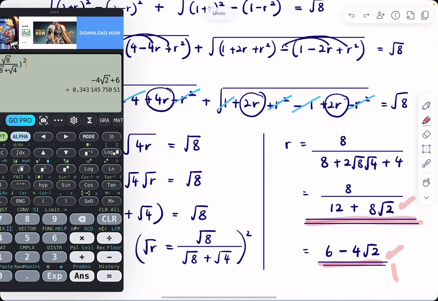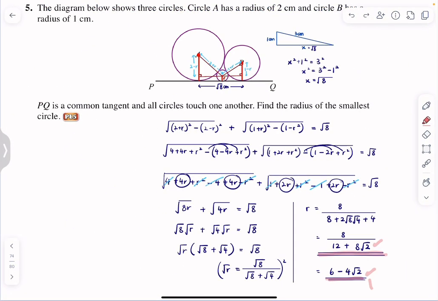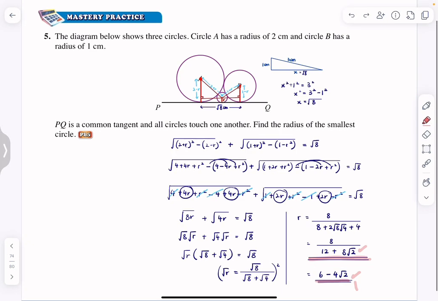So this is how we get the radius of the small circle. Quite a long question. That's it.